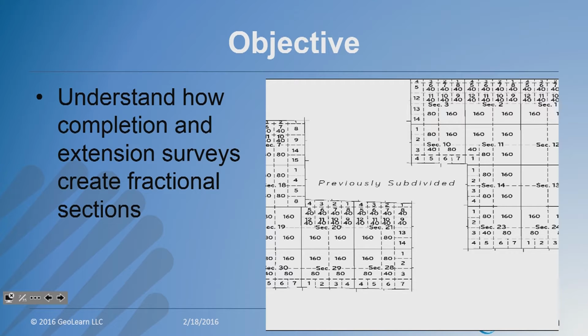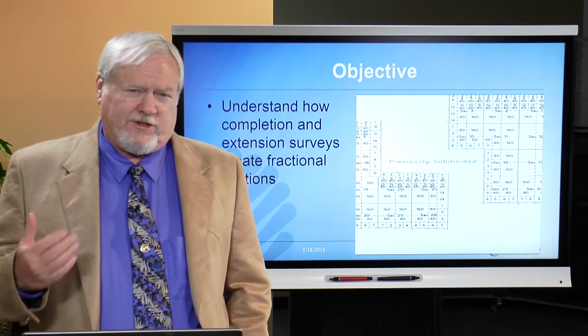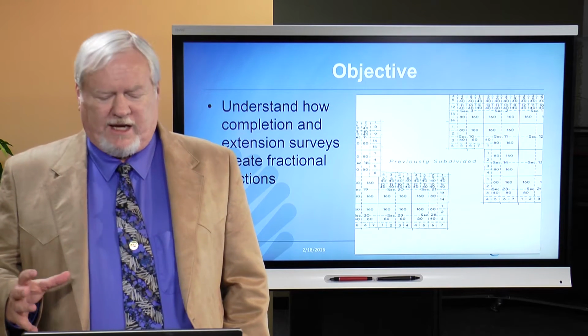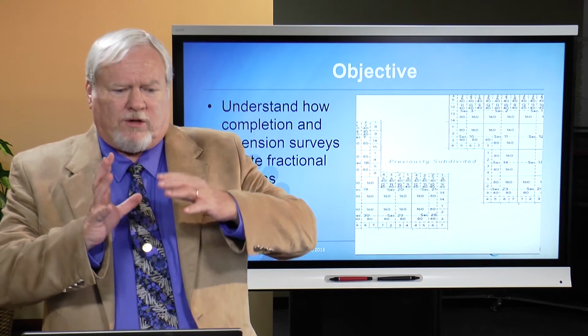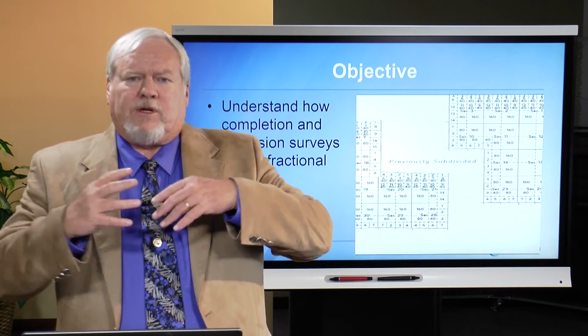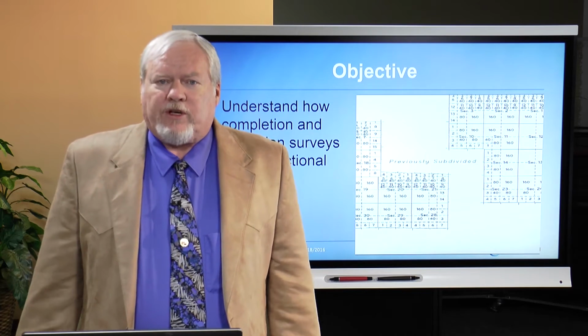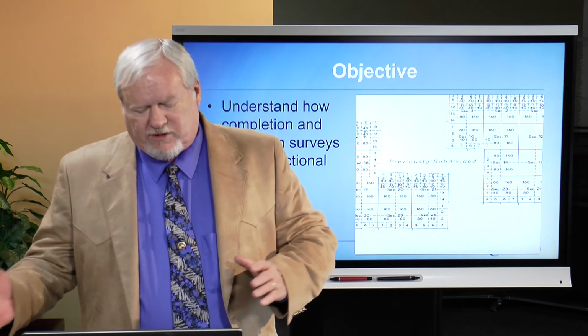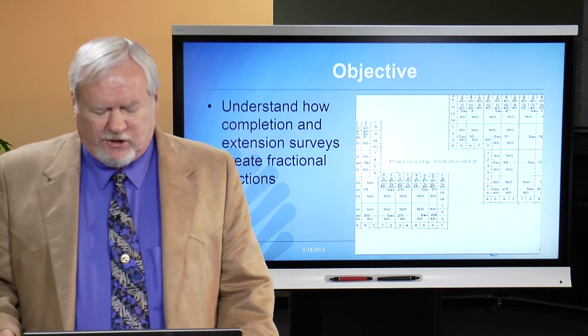What you and I were looking at in the other portions of this course were fractional sections that were created because the rectangular system came up against a body of water or a land grant or some non-rectangular entity of some sort, and we saw how we could get fractional sections, sometimes not, water boundaries, those issues. That's what we were mainly looking at.